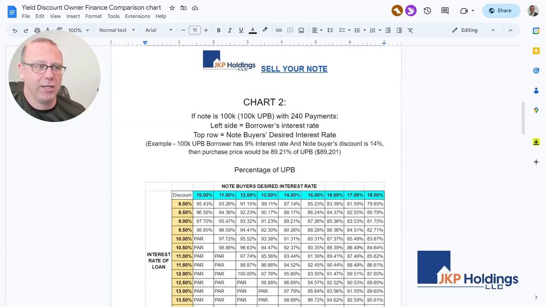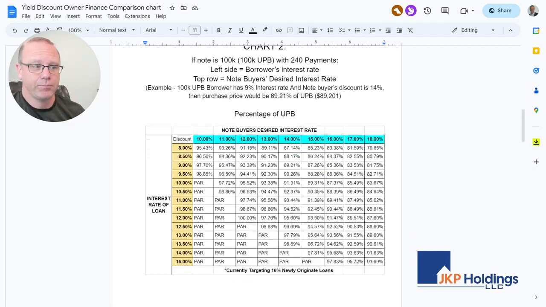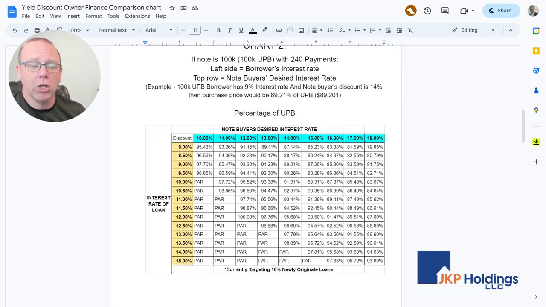The next chart we have here is a great one. Again, $100,000 balance, but 240 months of payments versus the 360. On the left side, again, we have the loan interest rate, what's already existing, and the top bar is the buyer's expected return, what they would want. And you'll see the discounts will be different from the chart above. When we look at this, we see again, if it's a 9% coupon and they want a 15% yield, because it's 240 payments and not 360, the expected discount is at 87% of UPB in this case.